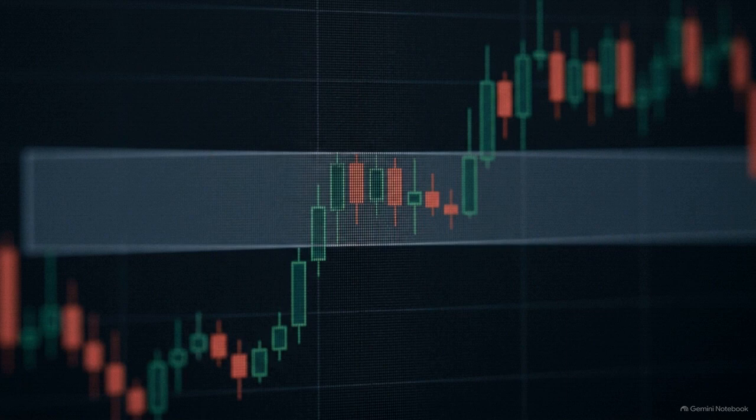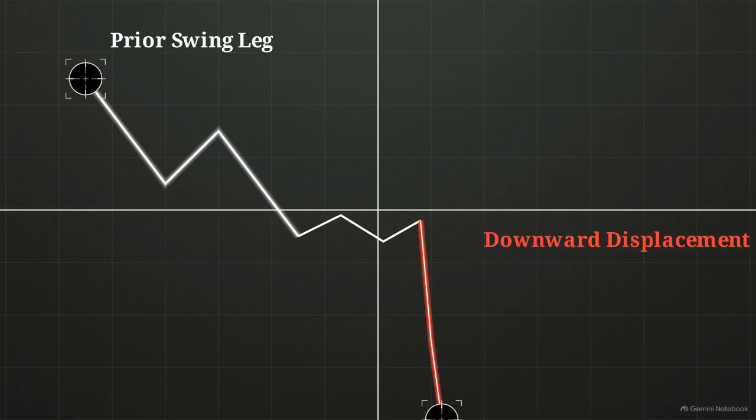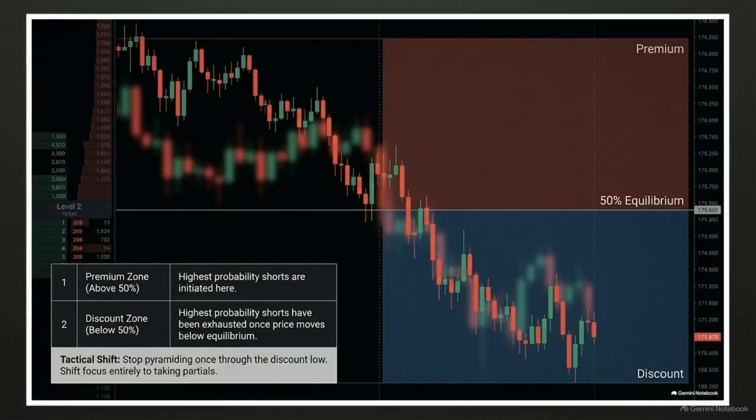Now we push further down the funnel to the intraday structural range. We are looking for a prior swing leg, a distinct high to low move that occurs immediately before a sharp downward displacement in price. This chart shows the baseline geometry required for any trade. We take the structural range and split it exactly in half, establishing a 50% equilibrium line. The area above 50% is the premium zone. This right area is the absolute only region mathematically optimal for initiating a short position.